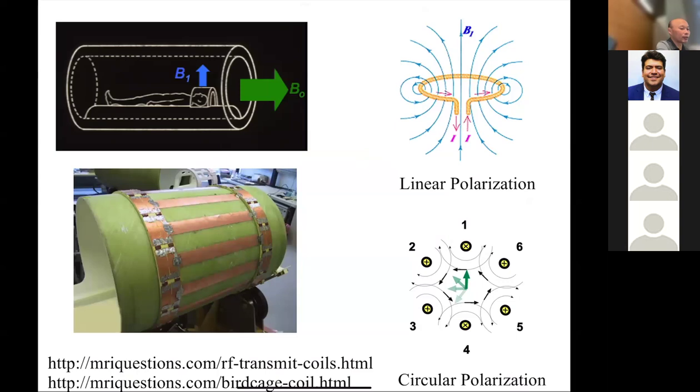So let's start getting into some terminology. The main field is what we call the B0 field. Okay, this is the one that's, for example, 3 Tesla.